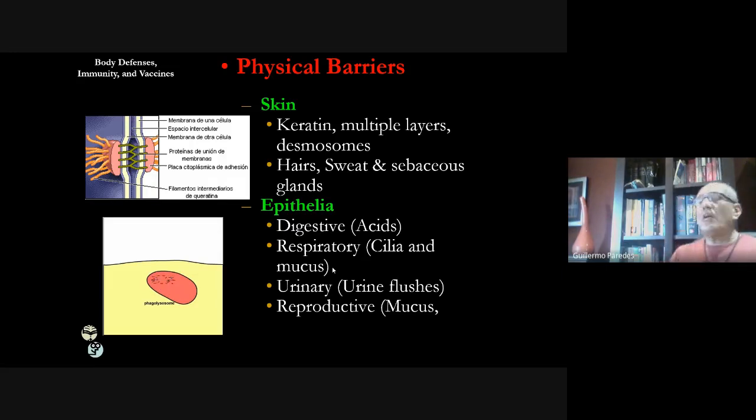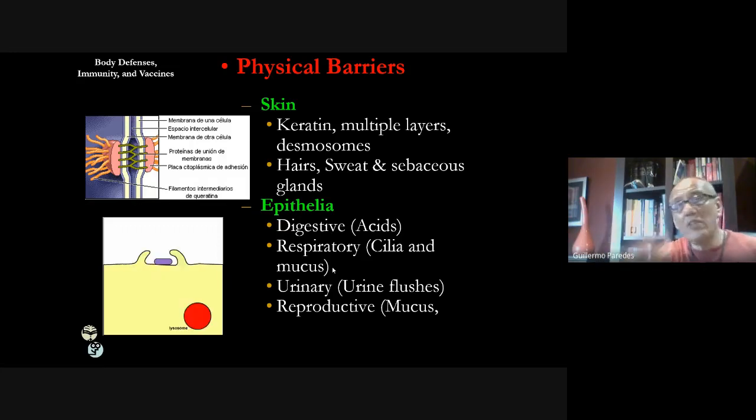Reproductive organs, the mucus of the genital areas, they are going to be acid in order to protect against bacteria. That's why the genital area, the vaginal area, is acid. So that's why when girls clean the area too much, you are changing the pH, and that can lead to bacterial infection. So we will talk about that when we get to the reproductive organs. Okay.